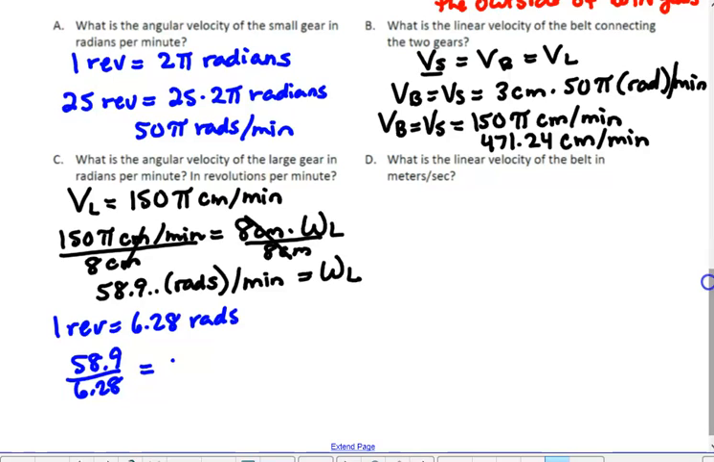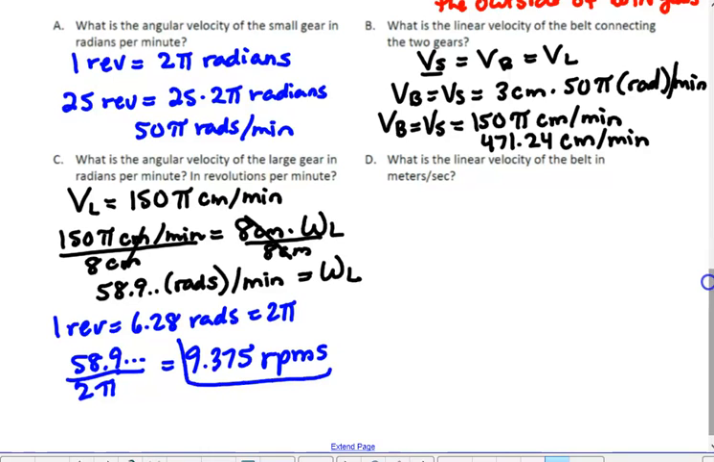So I went ahead and used the exact values here. Actually, I divided by 2 pi rather than 6.28, because that's more exact. Then for the 58.9, I was using the value on my calculator, so I ended up with exactly 9.375 revolutions per minute. So this is in radians per minute, and then that is in revolutions per minute.